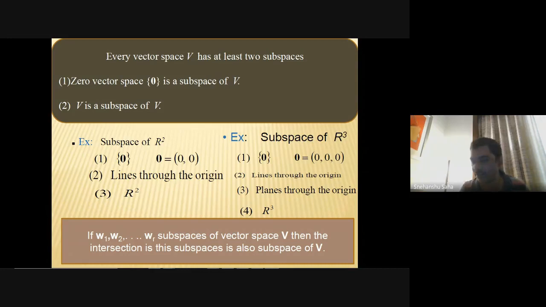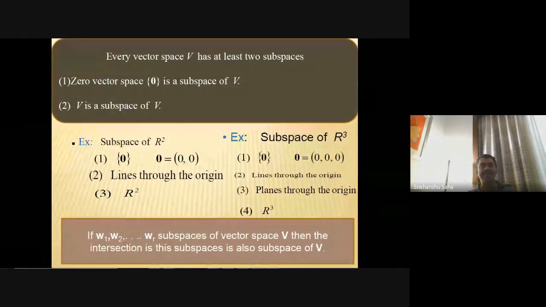R3. Interestingly enough, if I have a bunch of subspaces of a vector space, then the intersection of those subspaces is also a vector space. And this is really easy to show by using the same properties of subspaces.